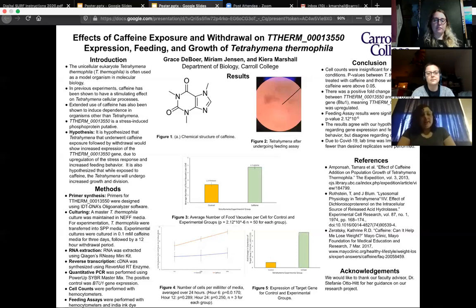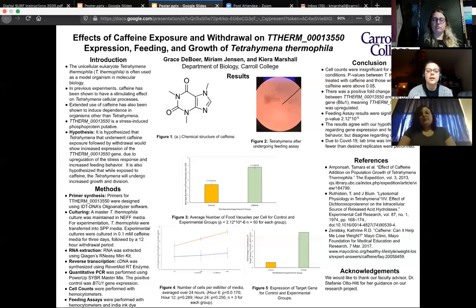After that, we did an RNA extraction using Qiagen's RNeasy mini kits. Then we did a reverse transcription using RevertAid RT enzyme. Then we did a quantitative PCR using PowerUp SYBR Master Mix, and we used the BTU1 gene as our control. Finally, we did cell counting and feeding assays, which were done with hemocytometers. Our feeding assay was also done with India ink, so we could see the feeding vacuoles.